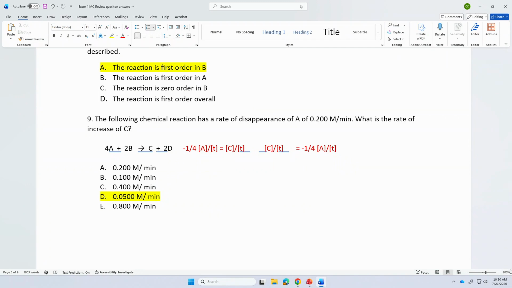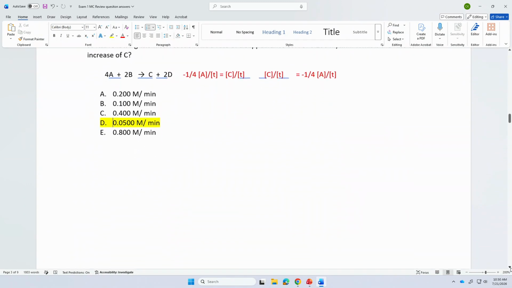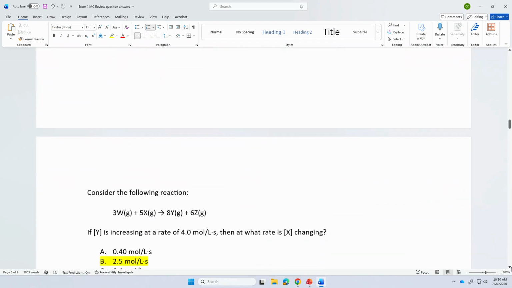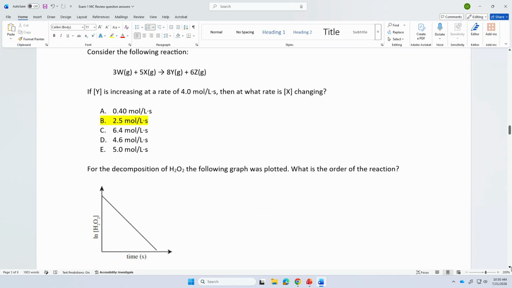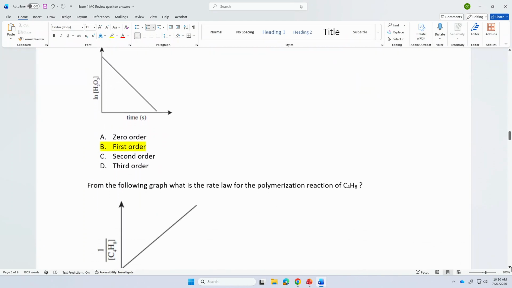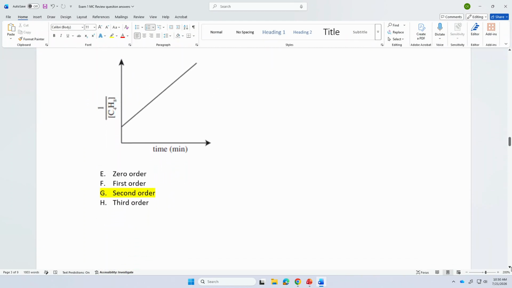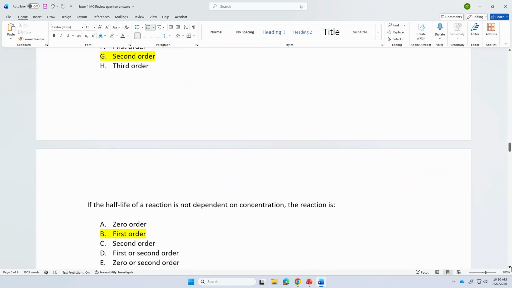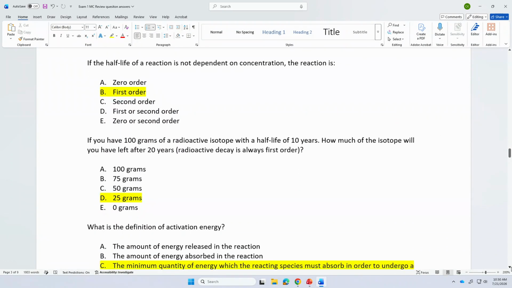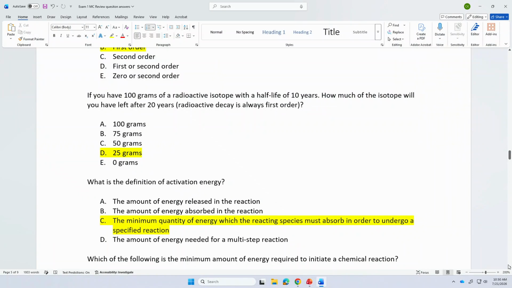Okay, then if you continue down, I know that was the bell to leave. If you continue down, there's questions, again, on rates of change. There's questions on order from graphs. There's some questions on half-life. Now this one, I have 100 grams, which has a half-life of 10 years, which means at 0 time it's at 100 grams. At 10 years, it's at 50 grams. At 20 years, it's half of the 50 or 25.